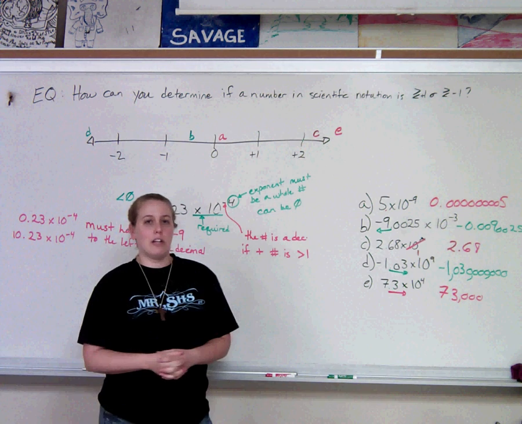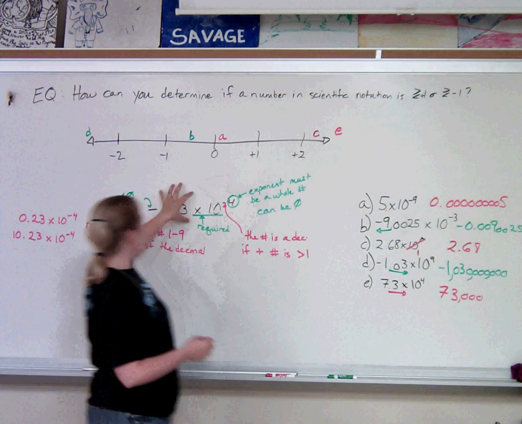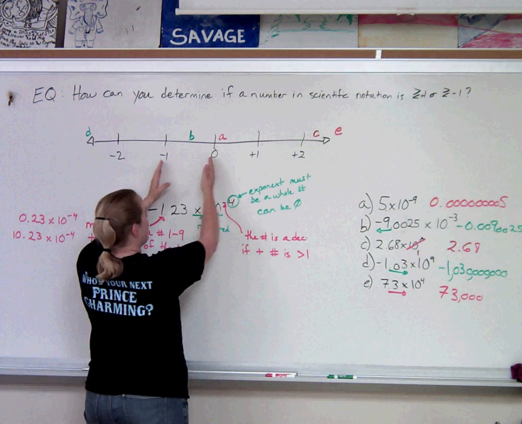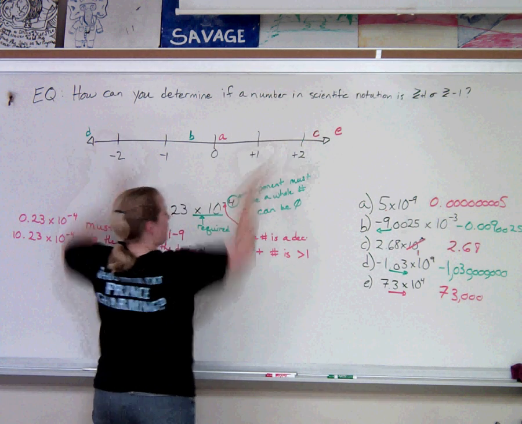So that's how you can tell whether a number in scientific notation is greater than 0 or less than 0, or is it greater than -1? Is it here, or is it here, or is it somewhere over there? Thank you.